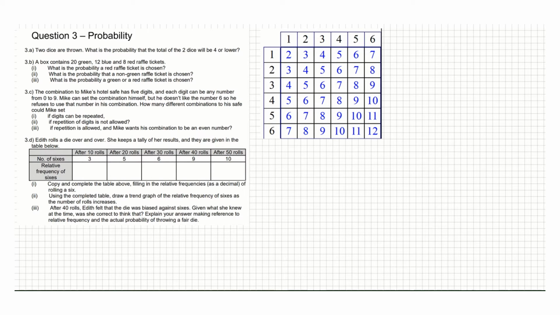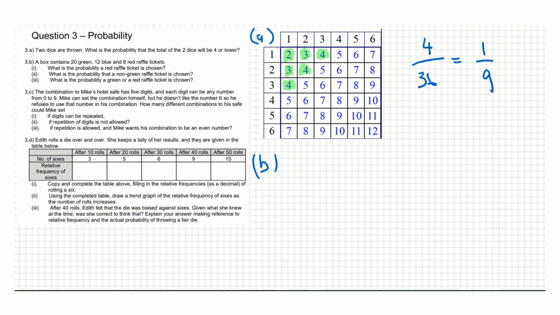So it will be 4 or lower. I'm just going to highlight the ones. 1, 2, 3, 4, 5, 6. All of the rest of those answers or totals are more than 4. So the answer for part A will be 4 out of, there are 6 times 6, 4 out of 36, which is 1 out of 9. Okay, so that's part A.